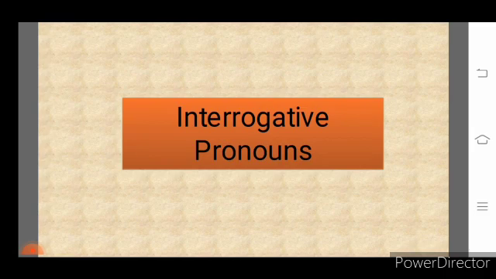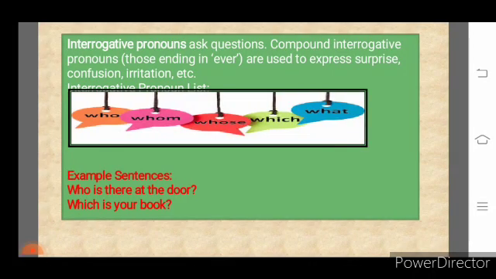Now interrogative pronoun, we all know what is interrogative pronoun, right? We can know it by its name only. Interrogative pronouns ask questions, right? And compound interrogative pronouns are those ending in ever. So we can add ever at the end of interrogative pronouns to make them compound interrogative, right? For example, whoever, whomever, whosever, whichever, and they express surprise, confusion and irritation. Clear? So examples: who is there at the door, which is your book. So these are the interrogative pronouns.